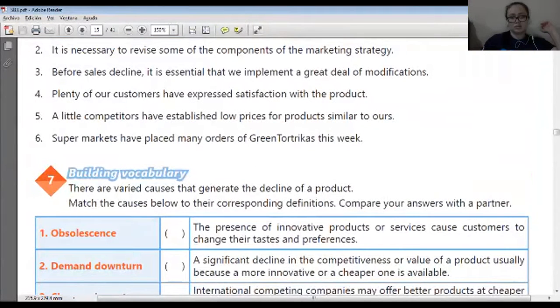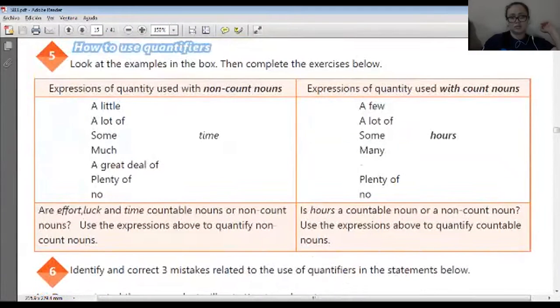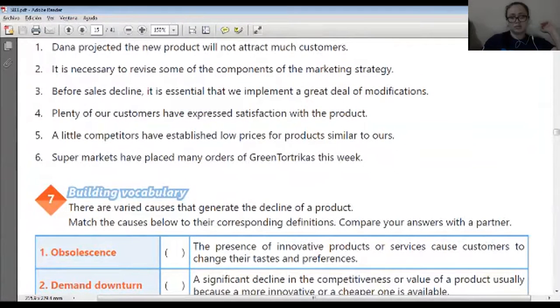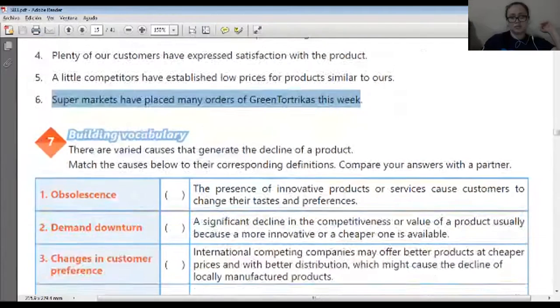Okay. A little competitors have established prices for products similar to ours. A few competitors. Yes. You cannot say a little in plural. You can count the competitors, so you cannot use a little. Okay. Supermarkets have placed many orders of green tortillas this week. That's right. It is correct. Okay, great job, guys.